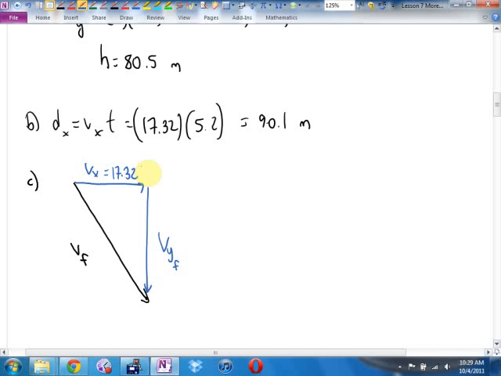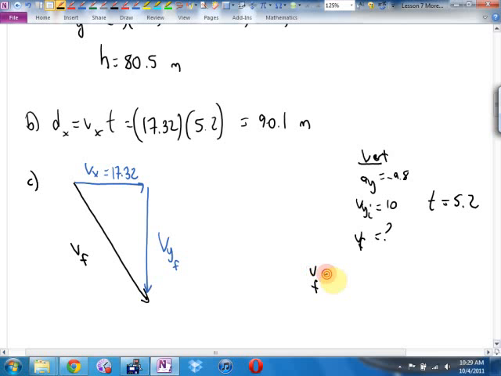So over here, I'm going to think vertical again. And I'm going to say Ay is negative 9.8. V initial is 10. V final equals, I don't know. Oh, but I know the time elapsed was 5.2 seconds. Can I find V final from that? Oh, I got the V final by itself already. That's nice. Doesn't happen very often. V final equals V initial plus at.